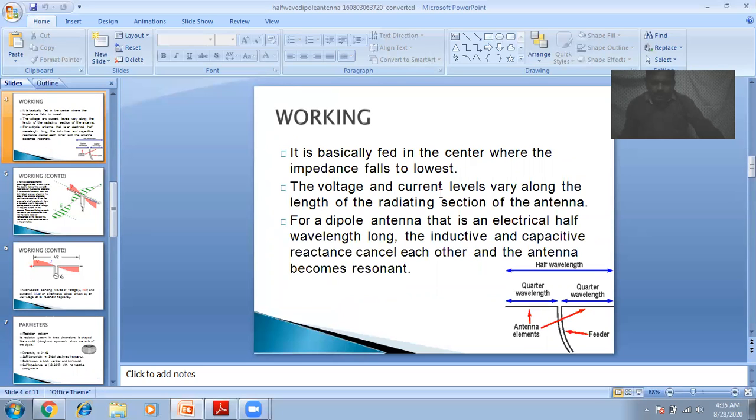The voltage and current levels vary along the length of the radiating section of the antenna. For a dipole antenna, that is an electrical half-wavelength line. That means electrically the length is equal to lambda by 2. The inductive and capacitive reactances cancel each other, and the antenna becomes a resonant antenna. Due to the cancellation of these inductive and capacitive reactances, this can be seen as a resonant antenna.